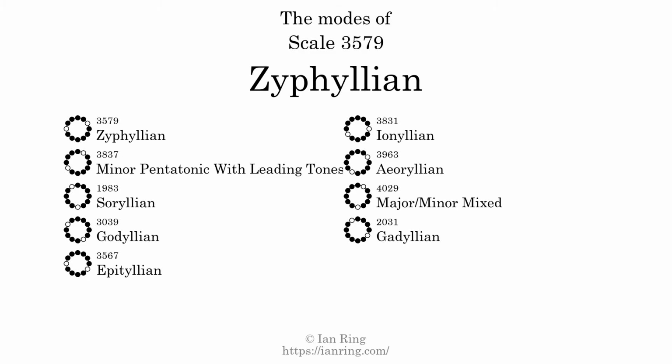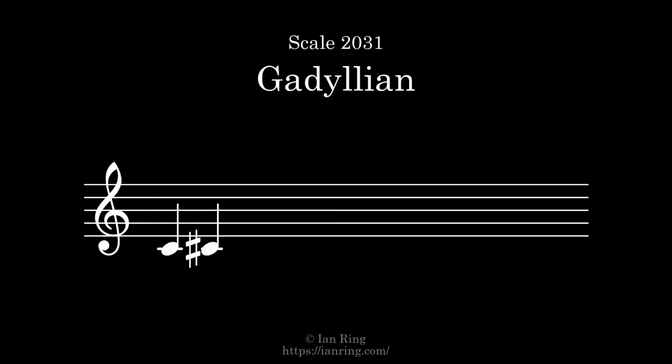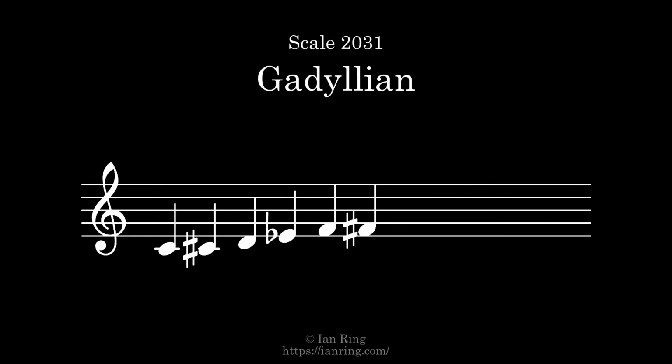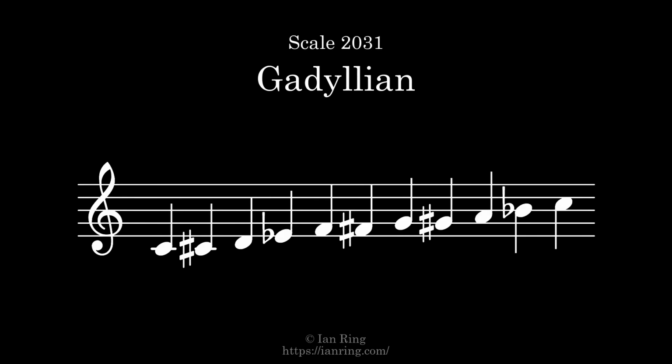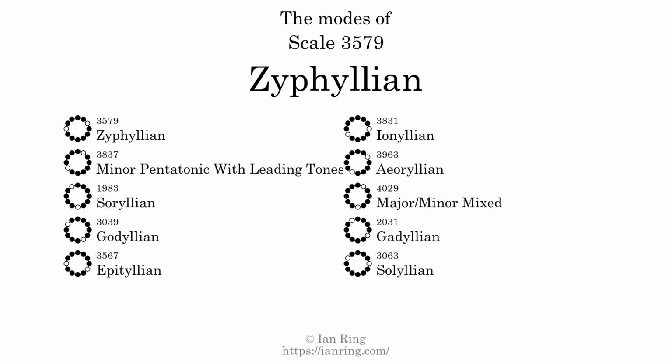The ninth mode is scale 2031, also known as Zyphyllian. It sounds like this. The 10th and last mode is scale 3063, also known as Zyphyllian. It sounds like this.